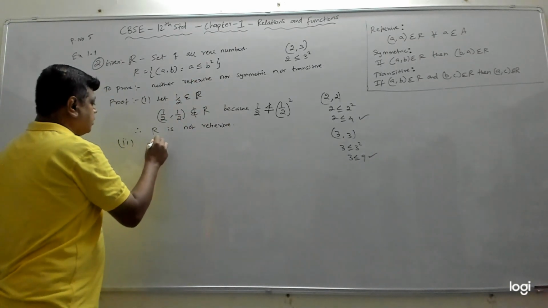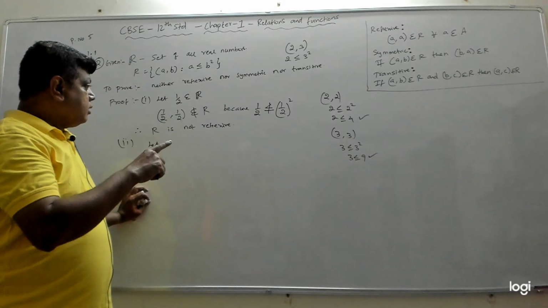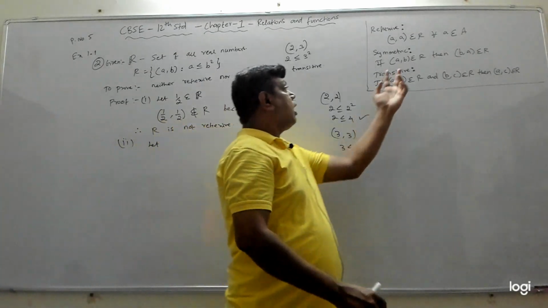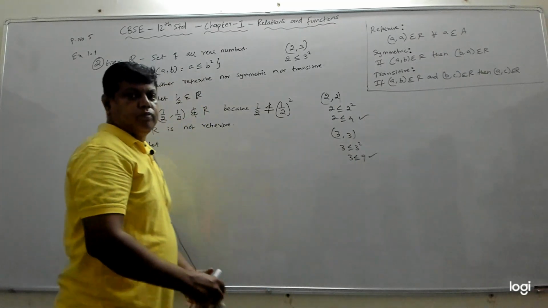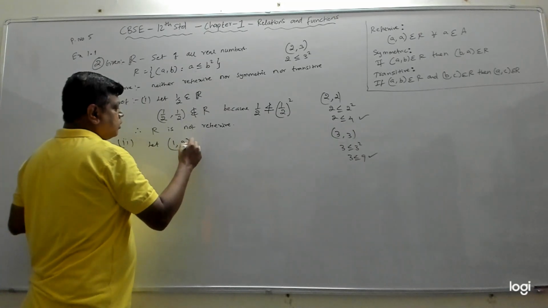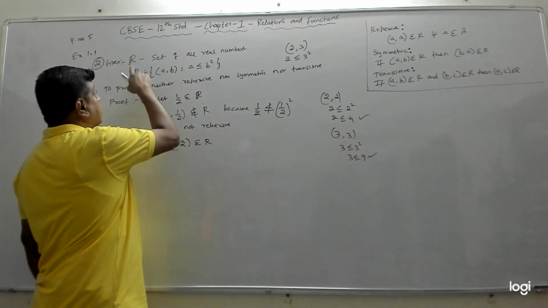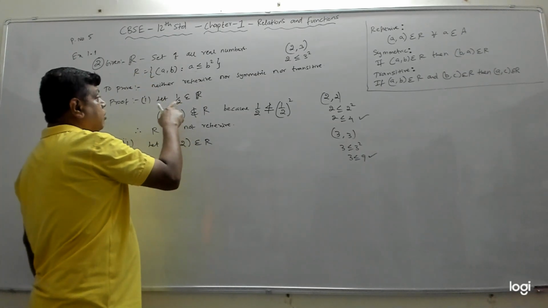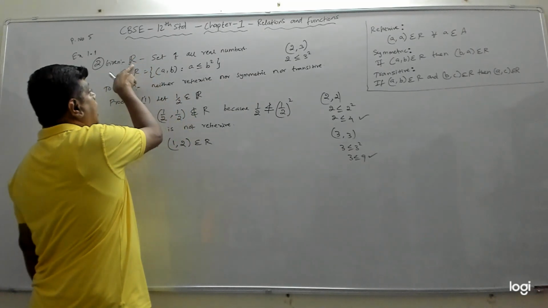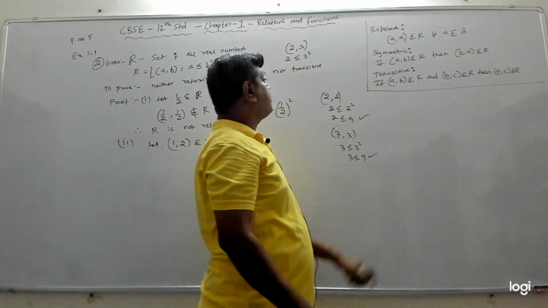So, we take one pair such that (a, b) belongs to R, but (b, a) does not belong to R. Let's consider this element, say (1, 2) belongs to R. Why does (1, 2) belong to R? This R is this R, not that R. For reflexive, you take an element from the set A, which is this set. For symmetric, you should take the element from the relation, which is this set.